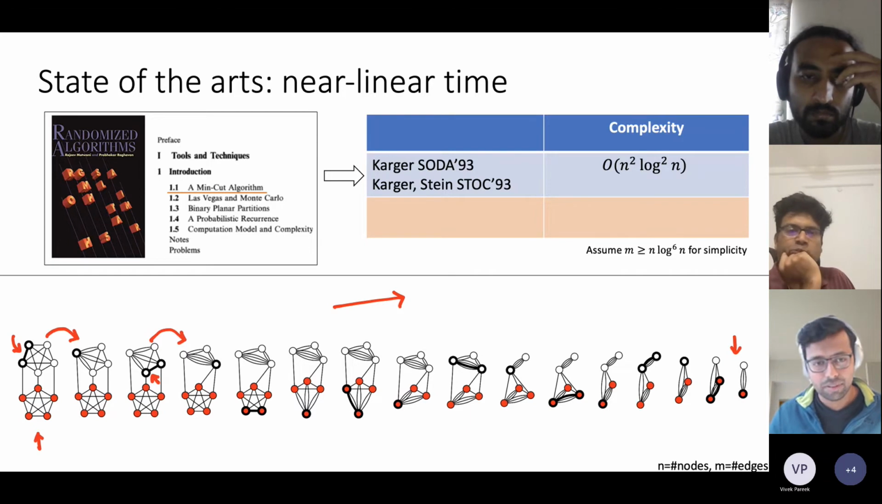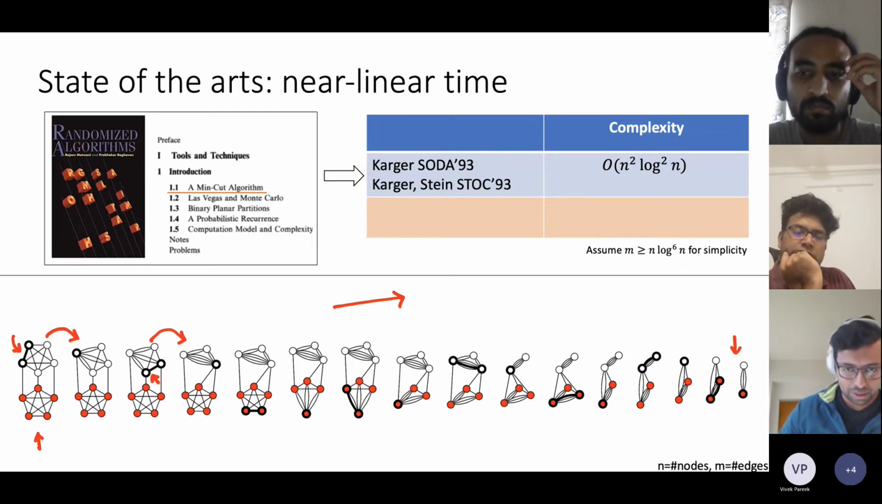The analysis, however, is interesting. It tries to tell you that by doing so, you will never contract an edge which is a part of a min cut. And why is this true?